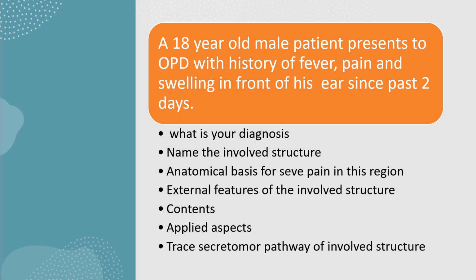Now, a hint in this case is that there is severe pain and swelling in front of his ear. So, in front of the ear you have the parotid gland. Swelling and fever in this region is an indication of viral infection, mumps. So, we will first discuss the parotid gland that will help you answer all these questions. So, the diagnosis will be mumps. The involved structure will be the parotid gland. Why do you have severe pain in this region? We'll be discussing shortly. Now, let us go to the parotid gland.